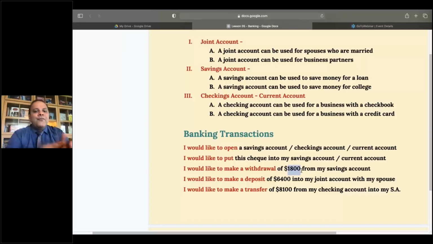Thank you. Perfect. And if you want to put money into your account, you say, I would like to make a deposit. I would like to make a deposit of $6,400 into my joint account with my spouse. Spouse means husband or wife. And joint account is an account for two people.